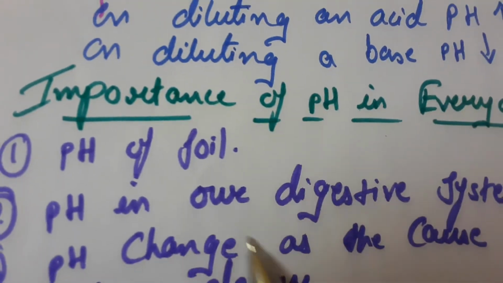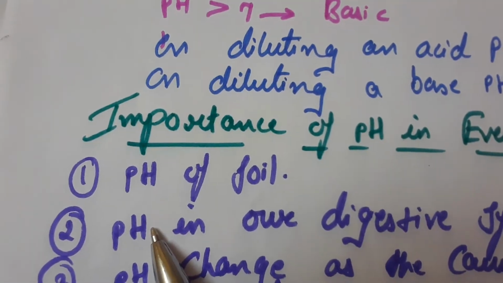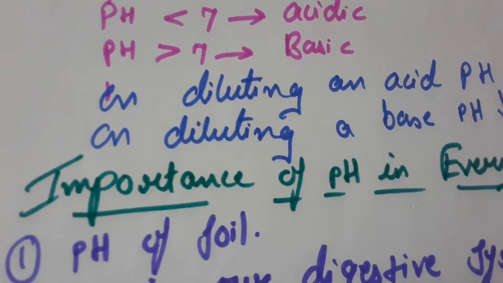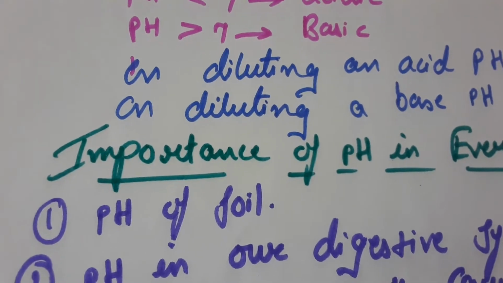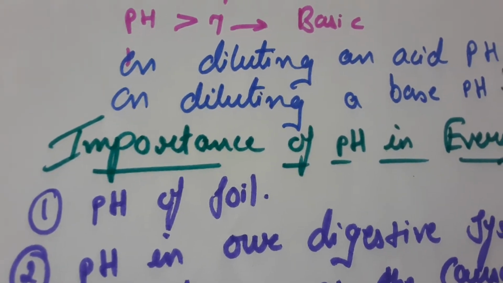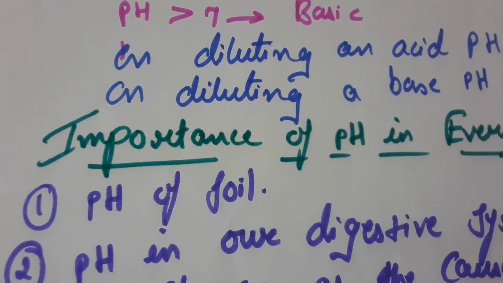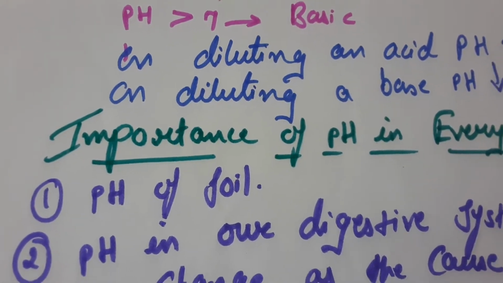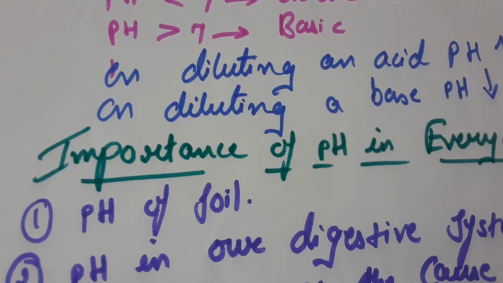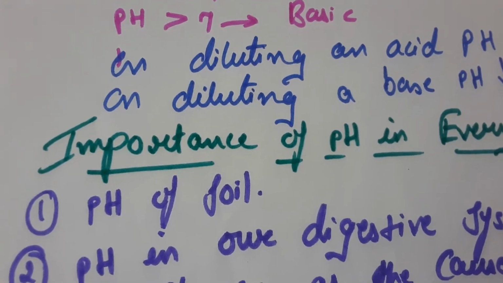Next is pH in our digestive system. Dear students, it is very interesting to note that our stomach produces hydrochloric acid and it helps in the digestion of food without harming the stomach. So what happens during indigestion? The stomach produces too much acid and this causes pain and irritation. So what do people do to get rid of this pain? People use bases which are called antacids.